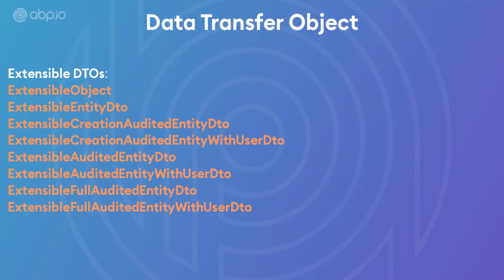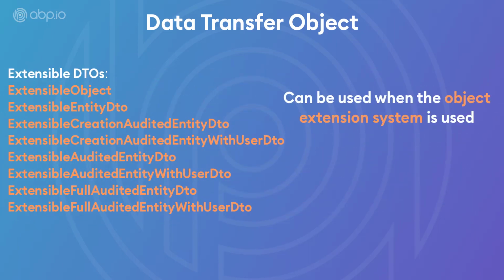Next up is the extensible DTOs. If you wanted to use the object extension system that allows you to add extra properties to an existing object without modifying the related class of your DTO, then you can derive one of the following DTO classes. They all implement the IHasExtraProperties interface, but each has its auditing and creation cases.